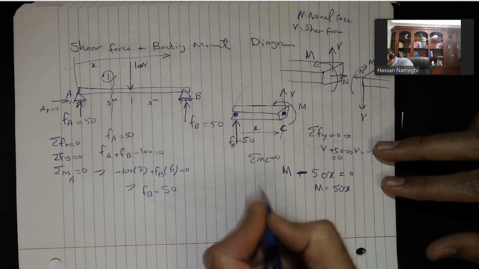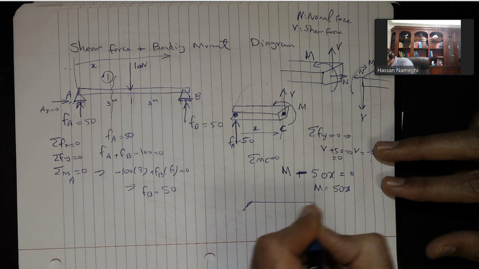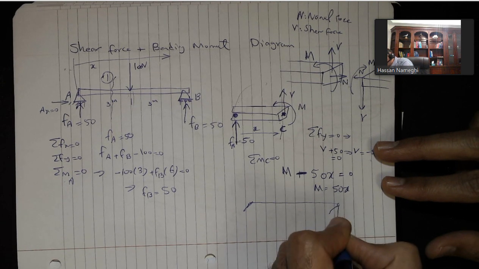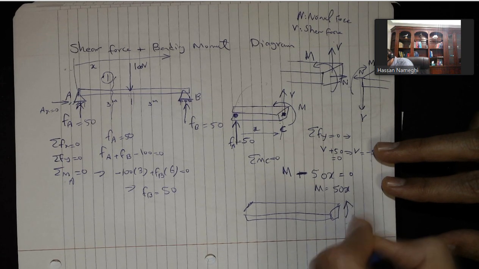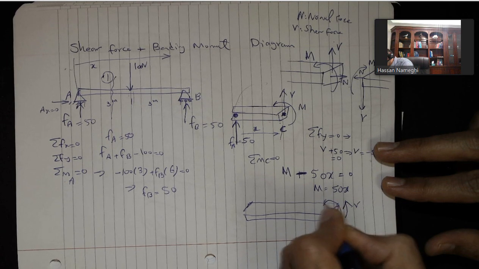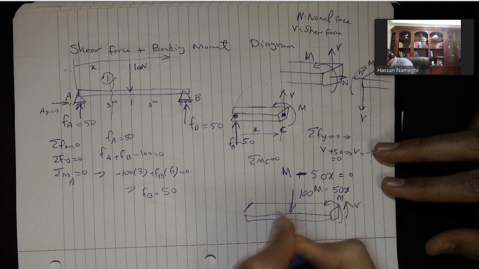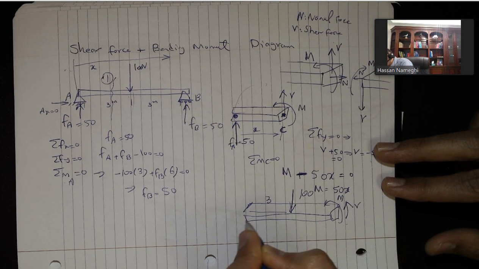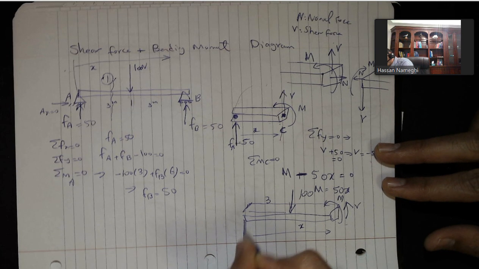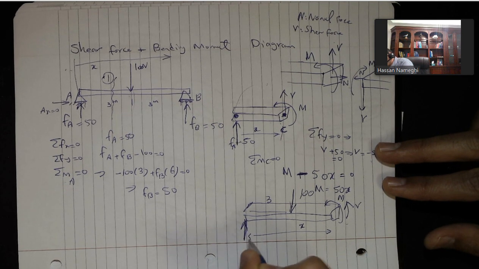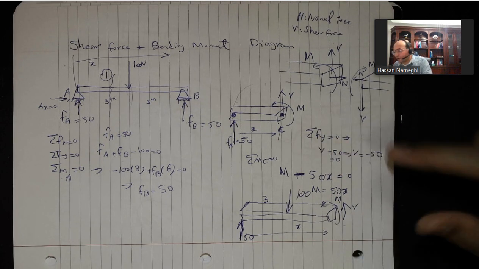The other cut that I do is I do the cut after the 100. I'm going to have a V, a shear force, a bending moment M. I have 100 here going down. The distance from here to here was 3, and the overall distance from here to here was X. And the ground reaction here, FA, is 50.